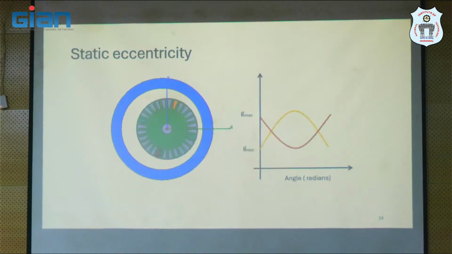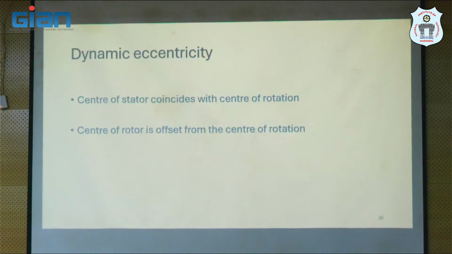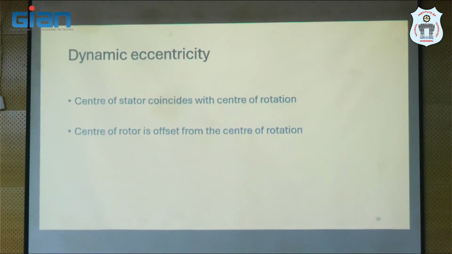Okay. So this is what you would have got for orange bar and red bar. So this is static eccentricity. Now let us look at the next type of eccentricity called dynamic eccentricity. So dynamic eccentricity means the center of stator coincides with center of rotation of the motor, whereas the rotor center does not coincide with the rotation of the motor. Okay, so it's slightly different. So center of stator coincides with the rotation of the motor, and the center of rotor is not coinciding.